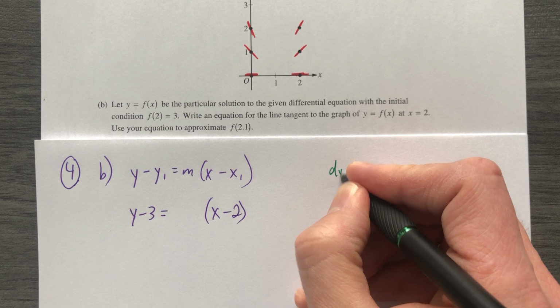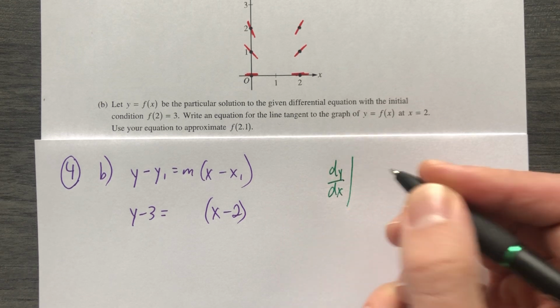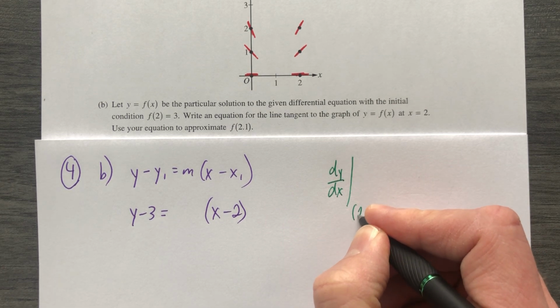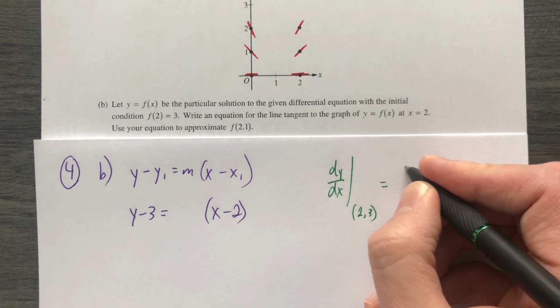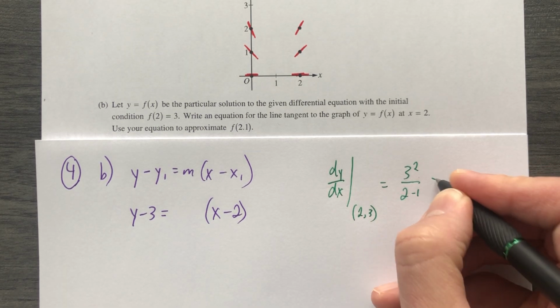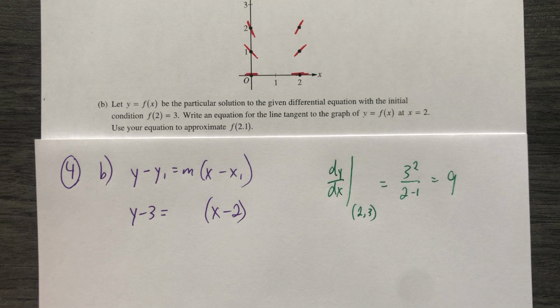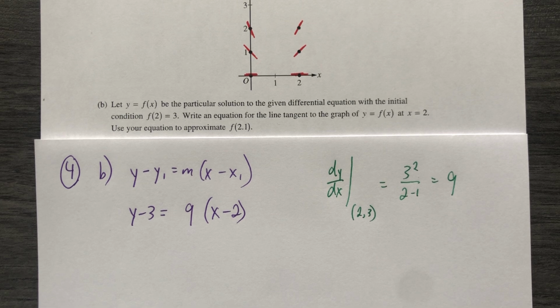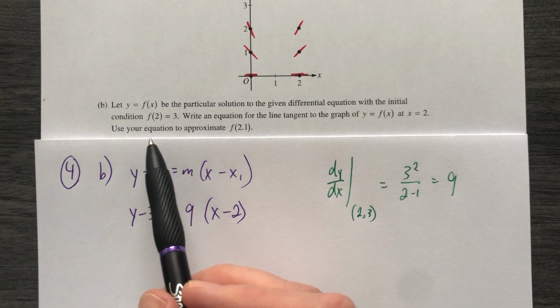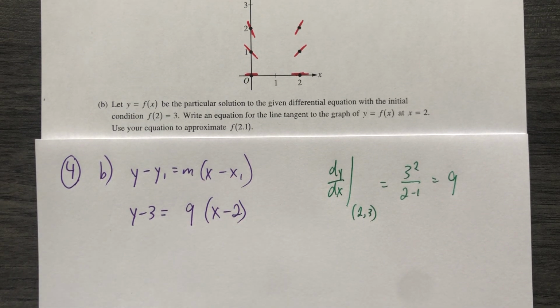So the differential equation, which does represent slope, at 2, 3, would be 3 squared over 2 minus 1. That's going to give me 9. So the slope is 9, and we have found the equation of a tangent line. Do you want to solve it for y? Sure, whatever, doesn't matter. But let's keep reading. Use your equation to approximate f of 2.1.